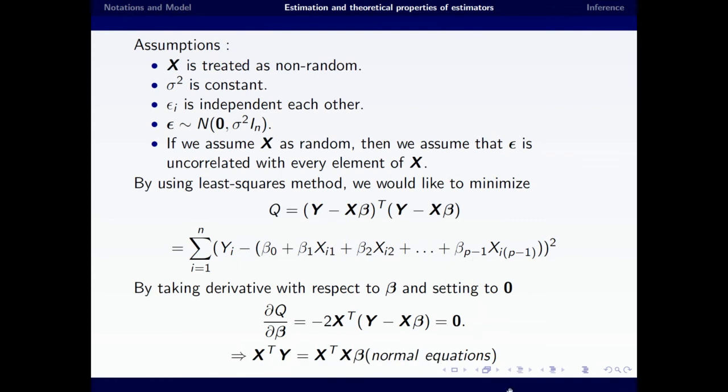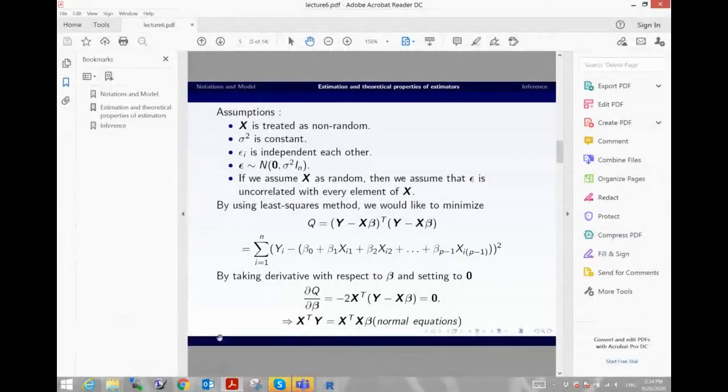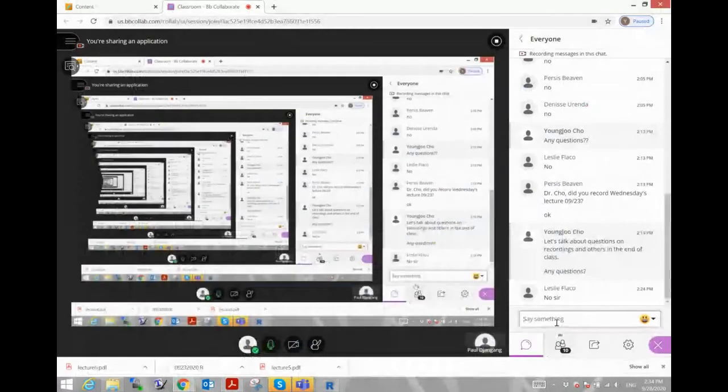And then, using the least squares method, we would like to minimize Q, which is a matrix multiplication: (y minus X beta) transpose times (y minus X beta). That is the error term transposed times the error, which is the sum of epsilon_i squared. Here is one question I would like to ask: what is the dimension of Q?